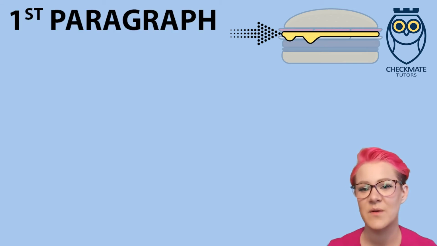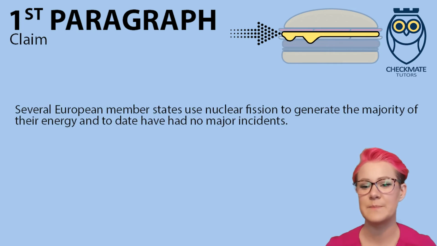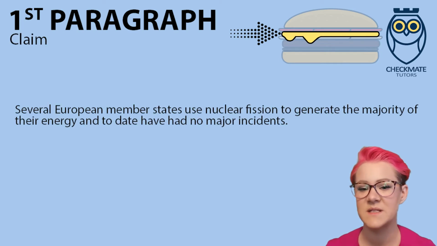This is the first paragraph in which you discuss the first main aspect of your argument as outlined in the justification of your stance section of your introduction. So in this instance, claim: Several European member states use nuclear fission to generate the majority of their energy and to date have no major incidents.